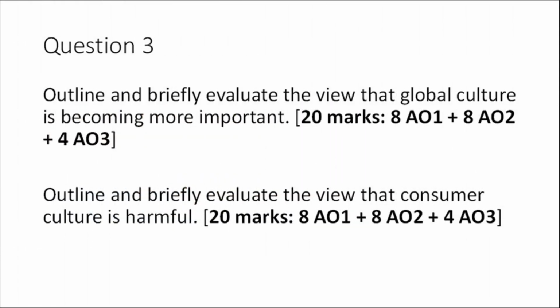Question number 3 is the essay, a 20-mark question. Here are 2 examples. Outline and briefly evaluate the view that global culture is becoming more important. A question like this would look for you to make, say, 3 points. You might argue that global culture is spreading. You might use Anthony Giddens' arguments for cosmopolitanism and detraditionalization as evidence for this. And you could give some examples of worldwide brands and world-famous celebrities. You should then do a brief evaluation, and you might point out that some groups fiercely resist this sort of global culture.